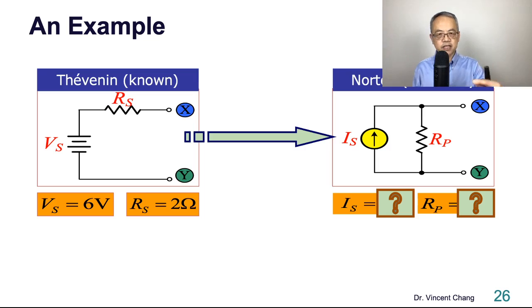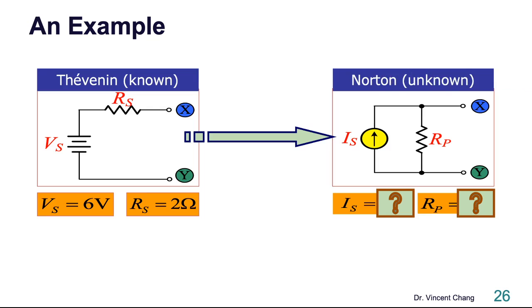Let's practice. Let me give you one example. Let's say Thevenin is known and Norton is unknown. So let's transform the source from Thevenin to Norton. On the left-hand side, let's say the voltage Vs is 6 volts and Rs is 2 ohms. I want you to pause for 30 seconds and solve for the current source Is and the parallel resistance on the right.